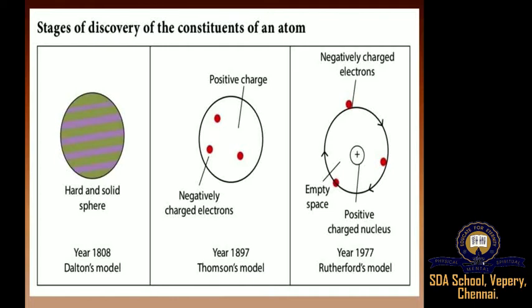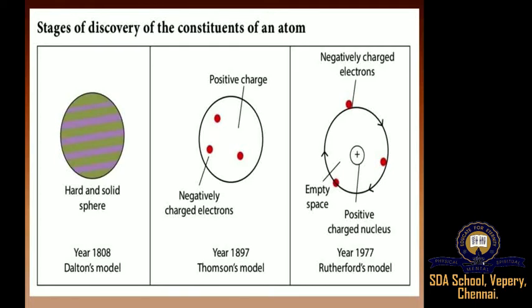Rutherford's model in the year 1897, he said an atom has positive charge as well as negative charge, and he also said positive and negative charges are equal, so the atom as a whole does not have any resultant charge. This is what he proposed.